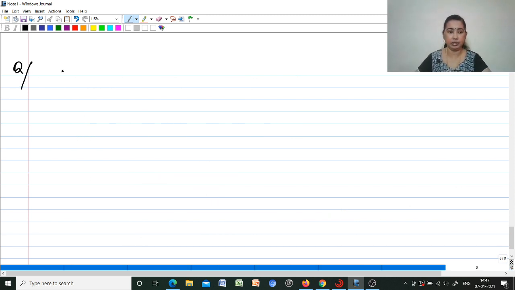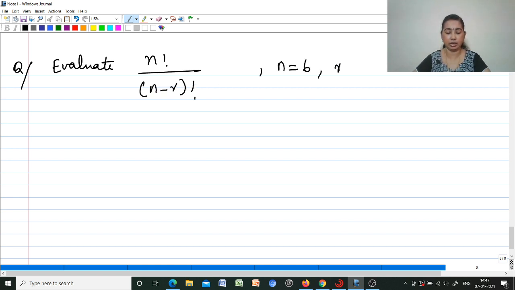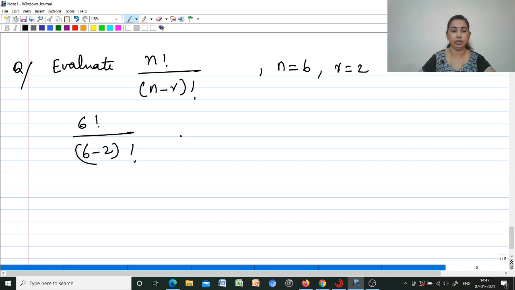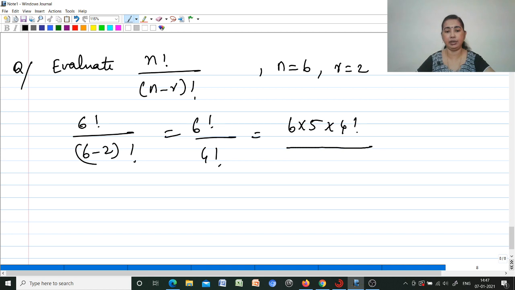Next one, evaluate n factorial by n minus r whole factorial when n is equal to 6 and r is equal to 2. So, just substitute the values. So, 6 factorial by 6 minus 2 factorial, which is equal to 6 factorial by 4 factorial, that is 6 into 5 into 4 factorial divided by 4 factorial, and the answer is 30. So, that is all about factorial notation.